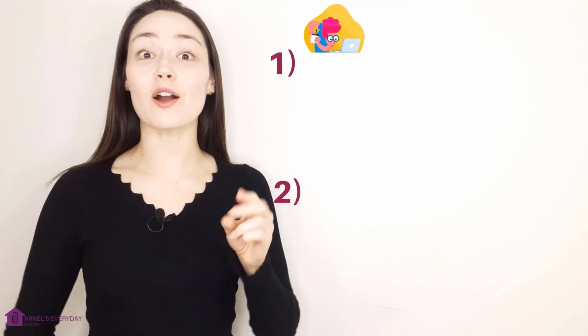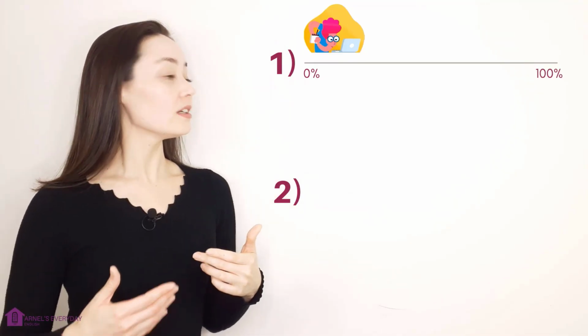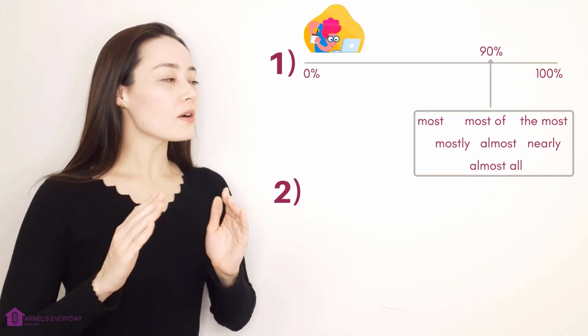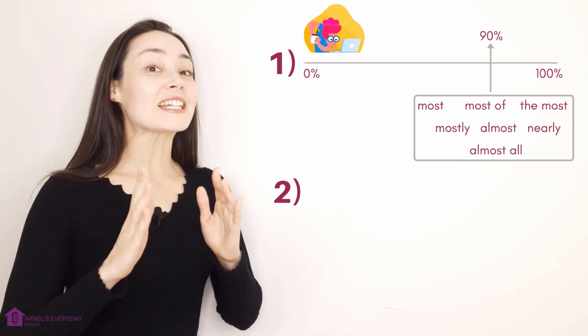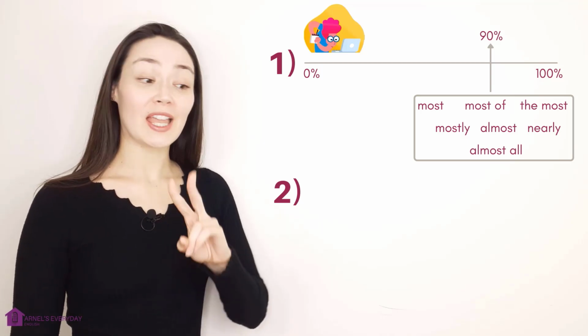Confusing, right? Not really. We're gonna look at all of these step by step. For this lesson, there are two things you need to remember. One, I have 0% and 100%. All the words today are about here, 90%. Don't worry, I'll give you lots of examples.